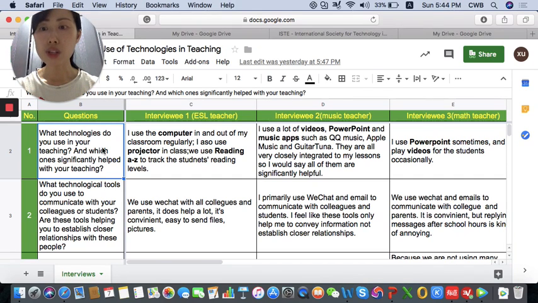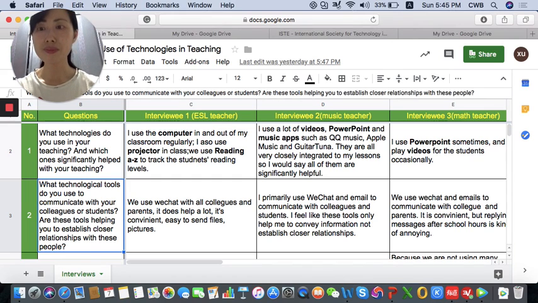The ESL teacher answered that he is using Reading A to Z as a great reading resource because it tracks every student's reading level and it's a very helpful reading skill assessment platform. The music teacher is using many music apps, which are significantly helpful to her teaching. So as I see, subject teachers are integrating technologies in teaching with specialized resources or tools.